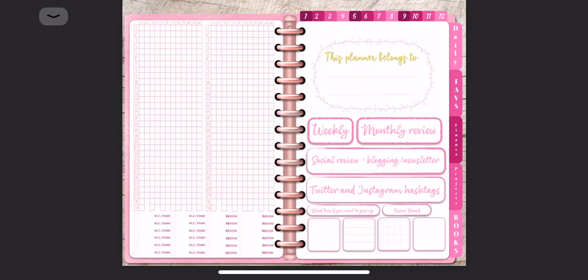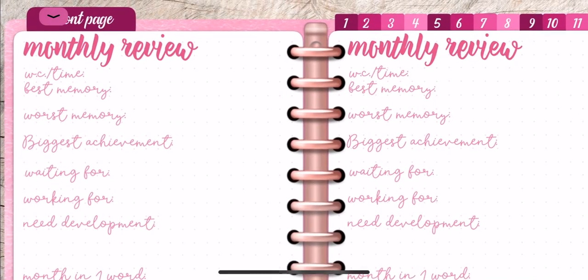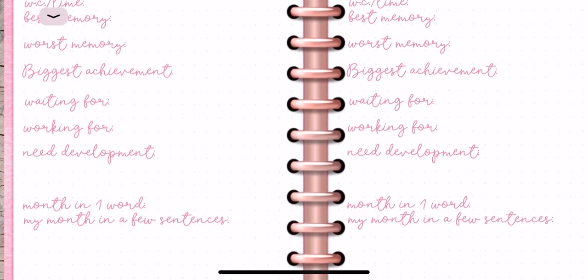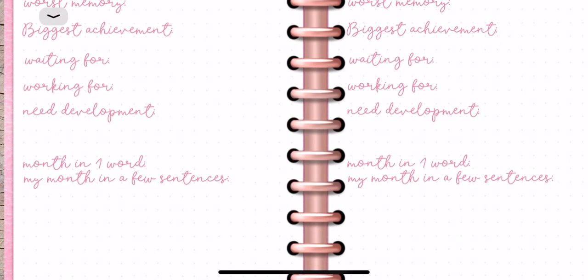If you go back and choose the monthly review, this is a monthly review of your writing, where you can fill out how many words you wrote, or how much time you spent on revising, editing, or any kind of writing. Best memory of your writing that month, worst memory, what were the hardships, biggest achievement, what are you waiting for, what are you working on, and what needs development in your writing.